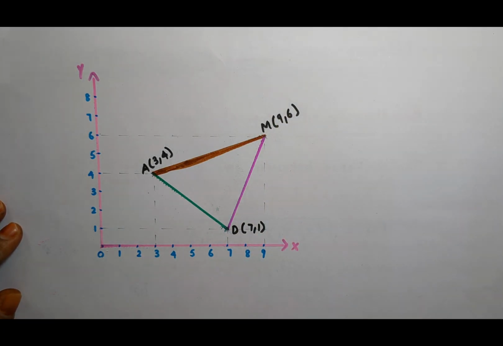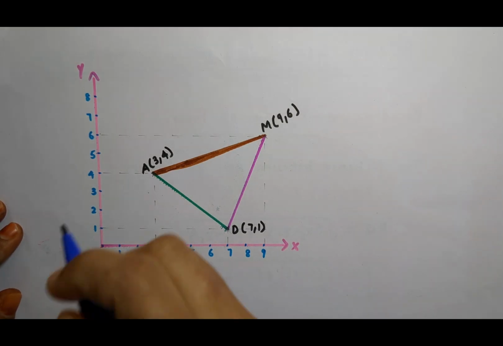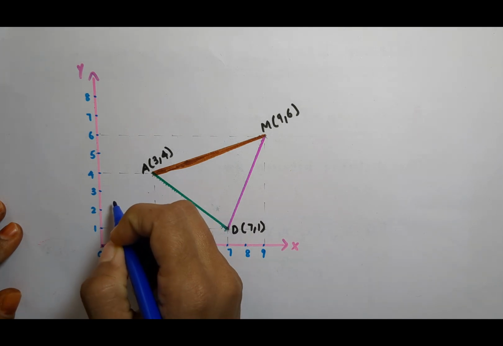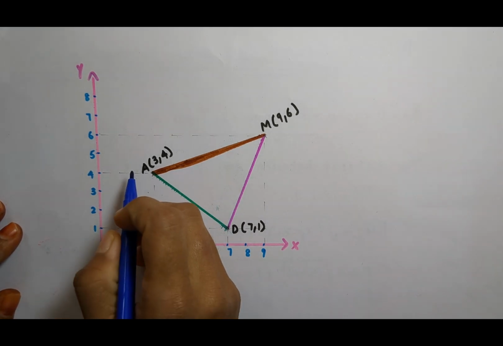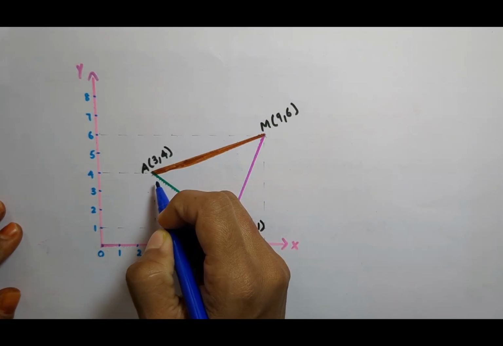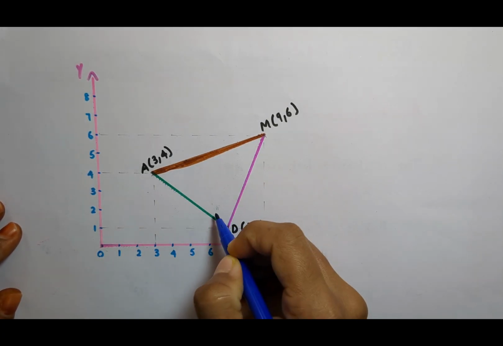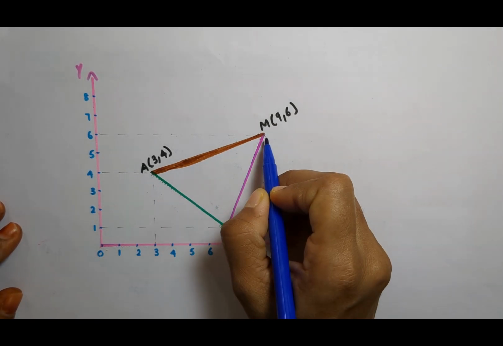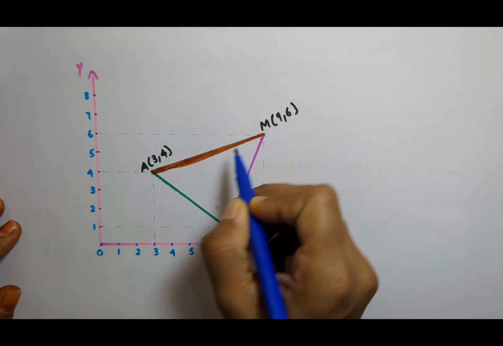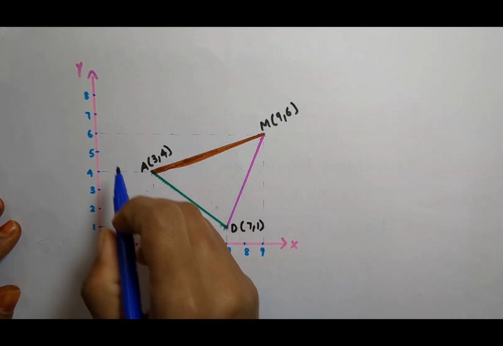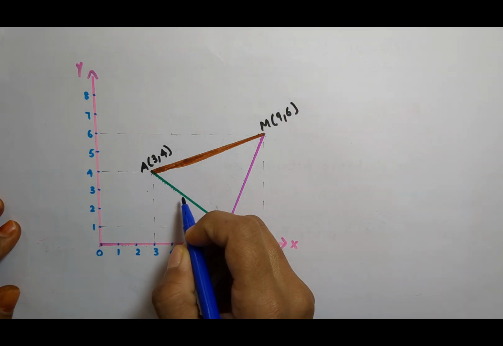You see this triangle ADM, it is an acute angled triangle. It is given in your textbook that this triangle ADM is an acute angled triangle, that is, each angle will be less than 90 degrees. So this triangle ADM is an acute angled triangle in the first quadrant. In the first quadrant, the x values will be positive and y values also will be positive.